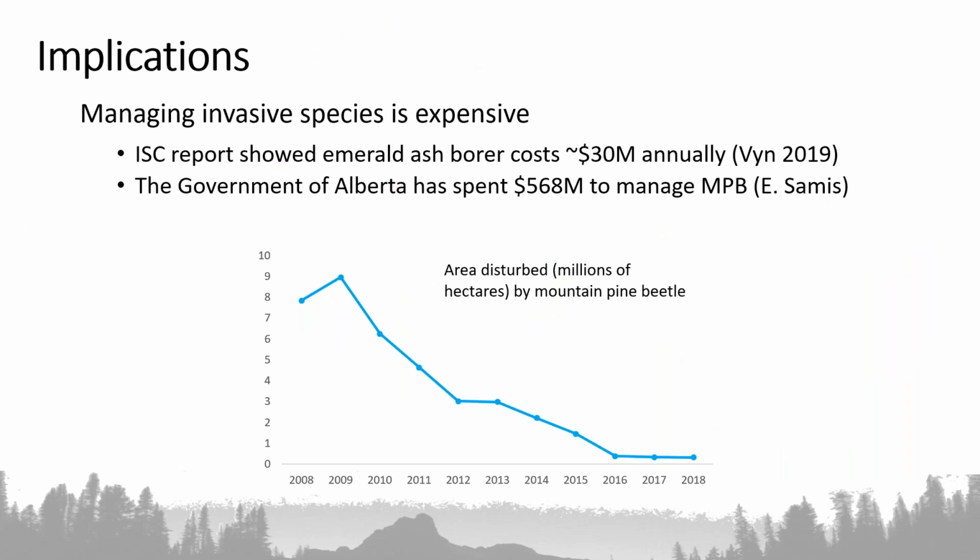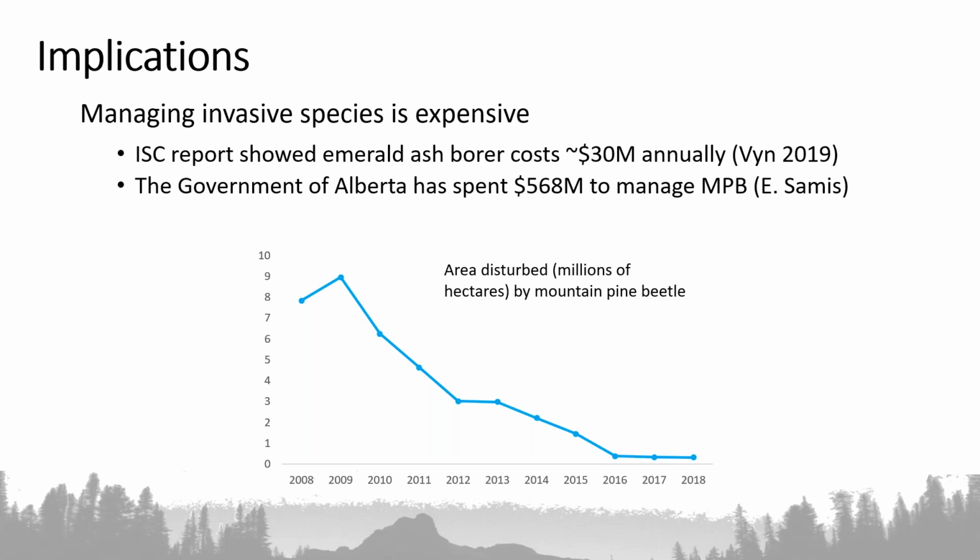And what are the implications for mountain pine beetle spreading? So if we think about managing invasive species, it's very expensive. The ISC report from 2019 showed that Ontario spends about 30 million annually on emerald ash borer. And a recent presentation by Erica Samus in Alberta showed that the government so far has spent 568 million to manage mountain pine beetle. And you can see in this graph on the bottom, the area disturbed in millions of hectares by mountain pine beetle over the past 10 years. When it outbreaks under these climate changing conditions, it is extensive.